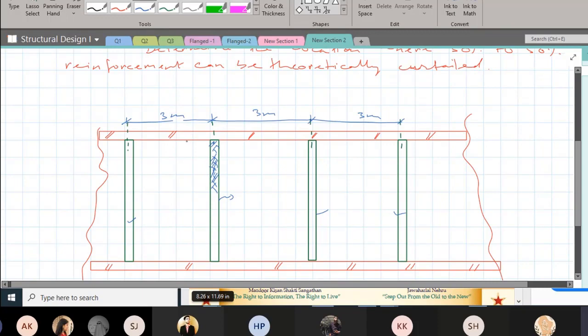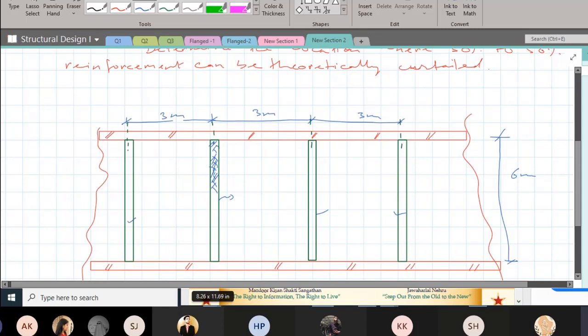Okay, so let's calculate the load for which this beam will be designed. Also here it's given that it is spanning 6 meters. So the span is 6 meters. This beam is having a span of 6 meters.